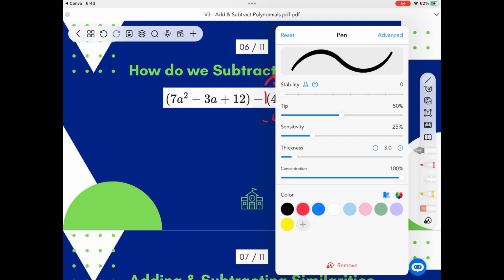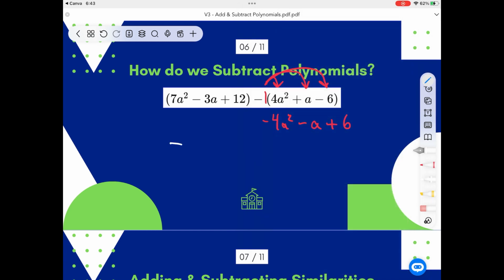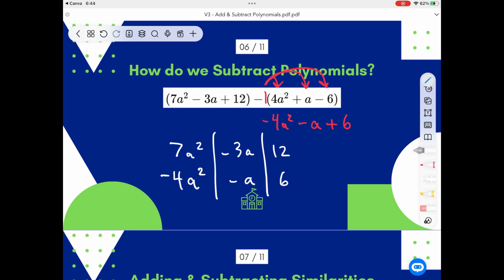So now I'm going to list out my terms. 7a squared minus 3a and positive 12, all from that first polynomial. And now the second polynomial, once I have distributed the negative, I have negative 4a squared minus another a and a positive 6 constant. Combine my like terms.